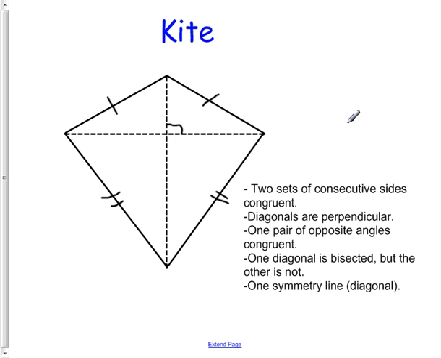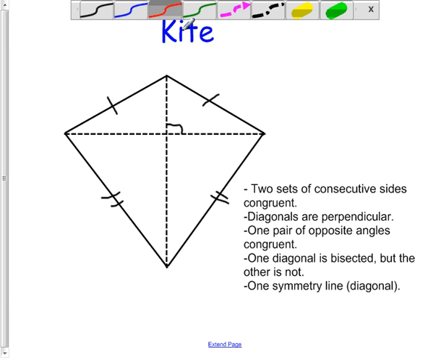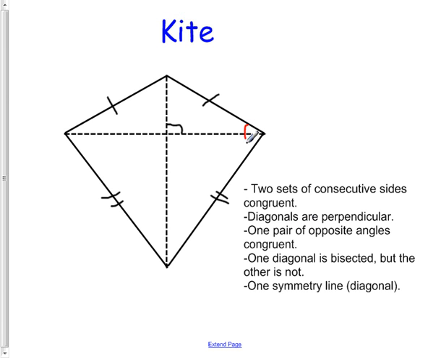And then it also has one pair of opposite angles congruent. And what I mean by that, I'll switch to red here, is that this angle is the same as this angle. But the top angle and the bottom angle are not the same. So it only has one pair of opposite angles that are congruent. And then one of the diagonals is bisected, but the other is not.